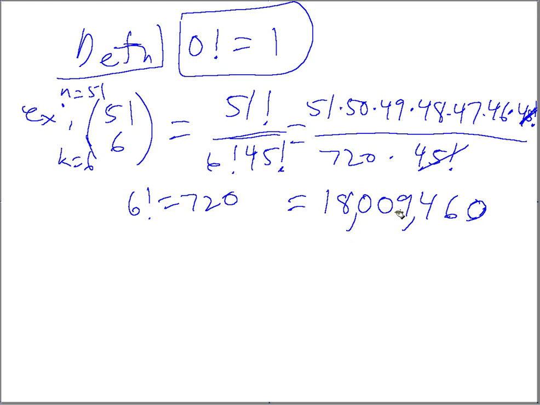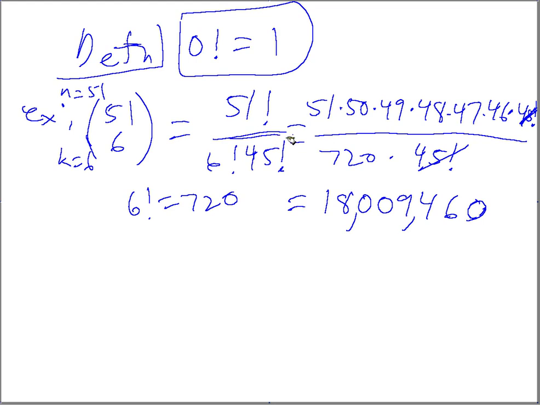Can we see that's 18,009,460 combinations possible here. If there's a lottery of 51 numbers and you have to pick 6 of them, there's over 18 million combinations. Now with our current lottery, the combinations are even more than that, right? So it's even more complicated than this. So again, know how to calculate the combinations here using that definition we gave earlier.